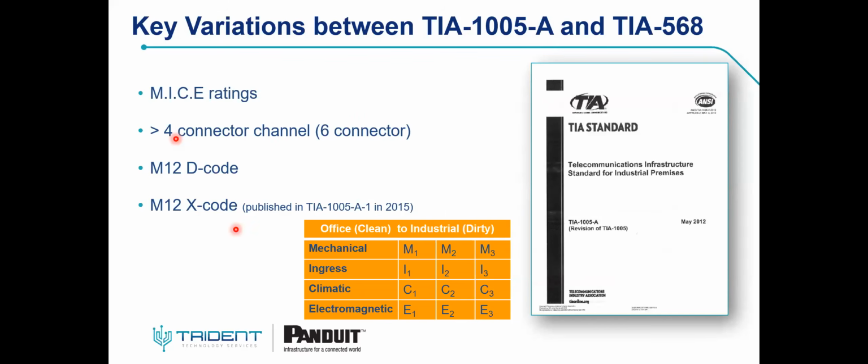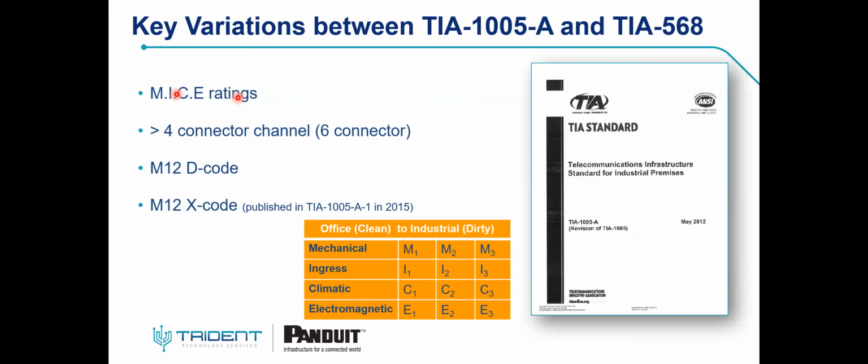In this slide, we will describe some of the main differences and main additions between TIA 1005-A and TIA 568. For TIA 1005-A, which is related to the industrial network, some additions and introductions were made, starting with the MICE rating, which stands for mechanical, ingress, chemical, climatic, and electromagnetic. We will discuss in detail in an upcoming slide the MICE rating and how you can choose the MICE rating for your environment.